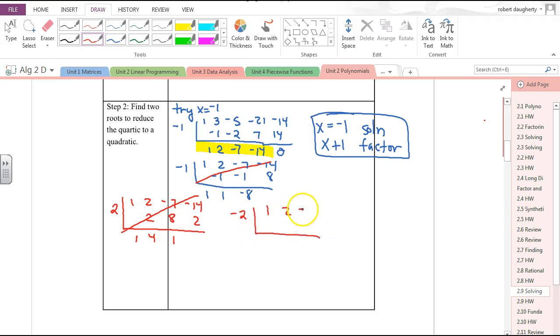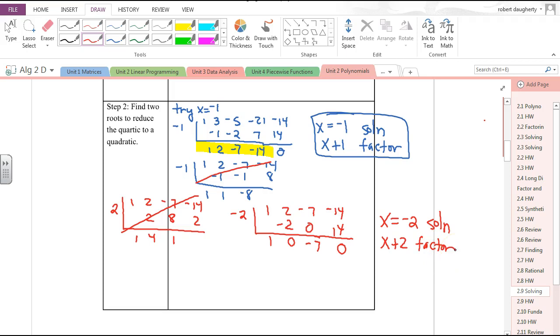So 1, 2, negative 7, negative 14. 1 times negative 2 is negative 2. Add that to get 0. Negative 2 times 0 is 0. Add that to get negative 7. Negative 2 times negative 7 is 14. Add that to get 0. What does that mean? What's my solution? x equals negative 2 is a solution. What is my factor? Yeah, x plus 2 is a factor.